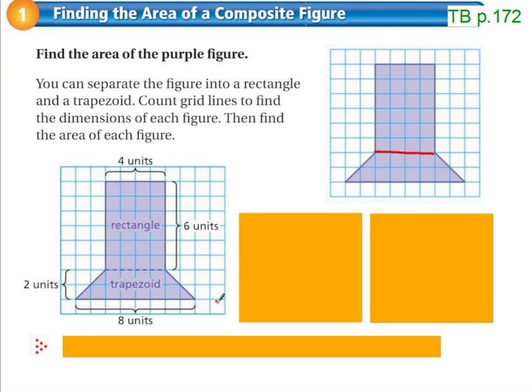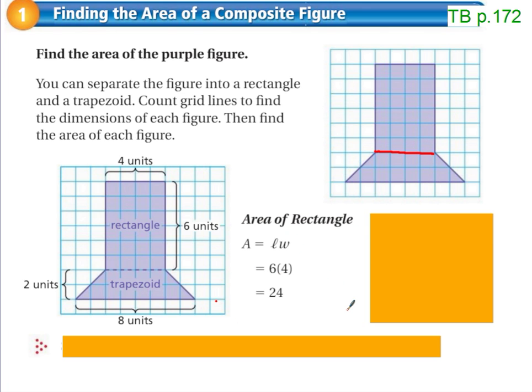So on this one, my rectangle, I have it 4 units across and 6 up and down. So the length times width, 6 times 4, would give me an area of 24. So I'm going to go ahead and label that on my rectangle. It is 24. Then the trapezoid.